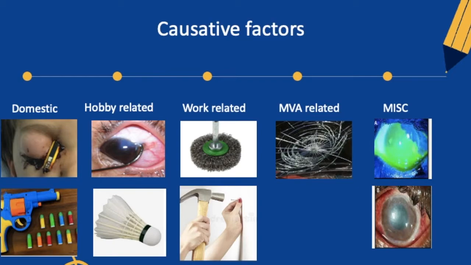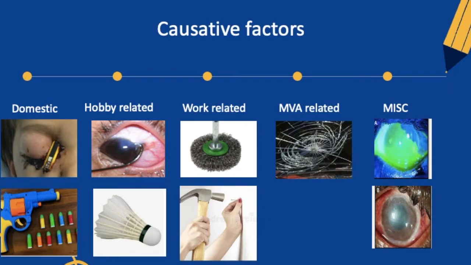Now, when it comes to hobby, it could be a penetrating injury by a fish hook. Commonly as well is the shuttlecock injury. Shuttlecock usually does not cause a penetrating globe injury, but it causes more of a blunt trauma effect on the eye. And work related, as simple as nailing without having eye protection, as well as the windscreen injury in a motor vehicle accident.